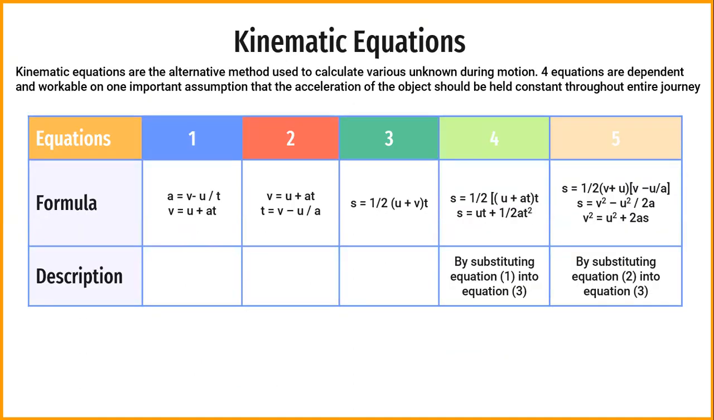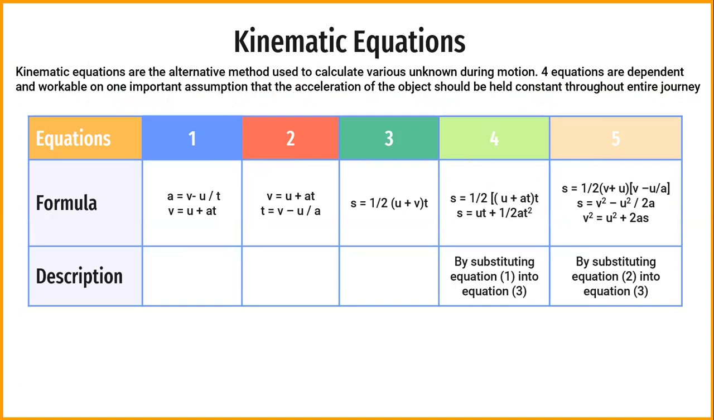Kinematic equations. Kinematic equations are alternative methods used to calculate various unknowns during motion. The four equations depend on one important assumption, that the acceleration of the object should be held constant throughout the entire journey. Let's look into equation 1, and how we derive up to equation 5.